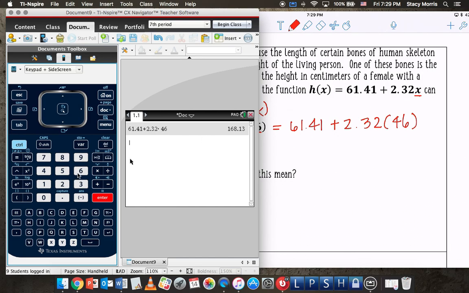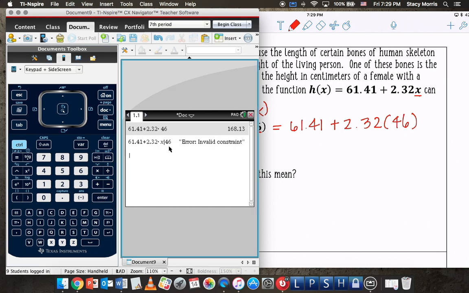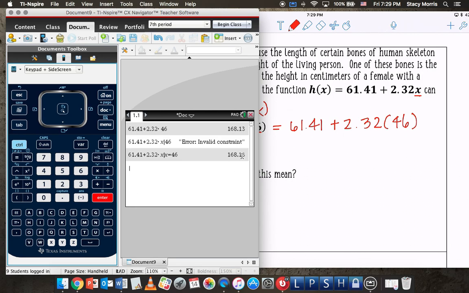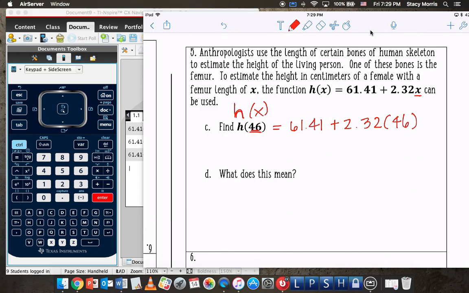Or we could type in 61 and 41/100 plus 2 and 32/100 x. We want to know, what does that equal when we evaluate it for 46? Oh, I forgot to put x equals right there. That's pretty common. Students will mistype it, and there is me doing that perfectly for you. So x equals 46, when x equals 46. Make sure right here you put x equals, otherwise you'll get an error. There we go, 168.13 or 168 and 13/100.